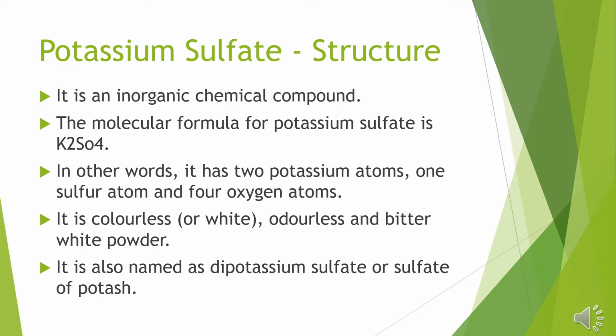Next, the structure of potassium sulfate. It is an inorganic chemical compound. The molecular formula is K2SO4. In other words, it has 2 potassium atoms, 1 sulfur atom, and 4 oxygen atoms. It is colorless, odorless, and a white powder. It is also named as dipotassium sulfate or sulfate of potash.